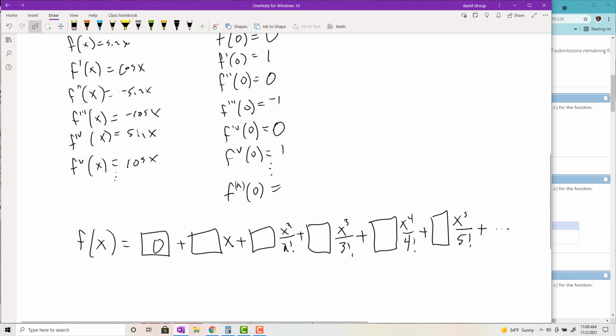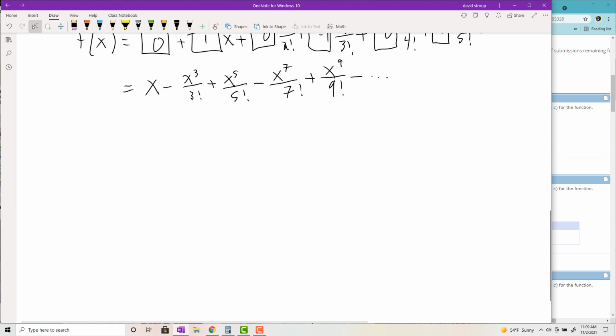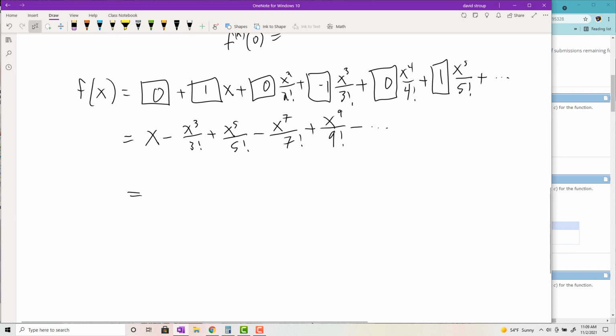Alright, so I'm going to go 0, 1, 0, negative 1, 0, 1, etc. Rewriting it, make it look pretty. x minus x cubed over 3 factorial plus x to the 5th over 5 factorial, and then I can see the pattern. x to the 7th over 7 factorial plus x to the 9th over 9 factorial minus, and so on. So in summation notation, I'm going to start at 0, I think, to infinity.